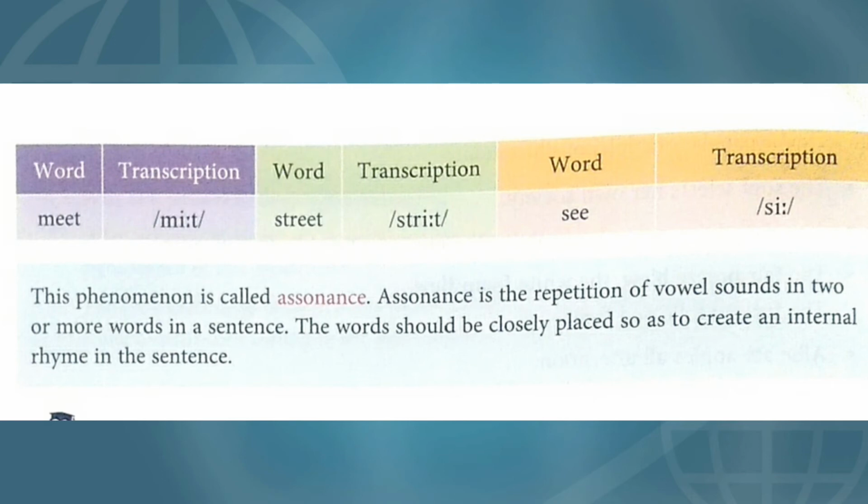Let me conclude now. Every example is for the technique assonance. Both alliteration and assonance give a good rhythm in the poem. That's why most alliteration and assonance are used in poems. Look at the explanation. Assonance is the repetition of the vowel sound in two or more words in a sentence. The words should be closely placed so as to create an internal rhyme in the sentence.